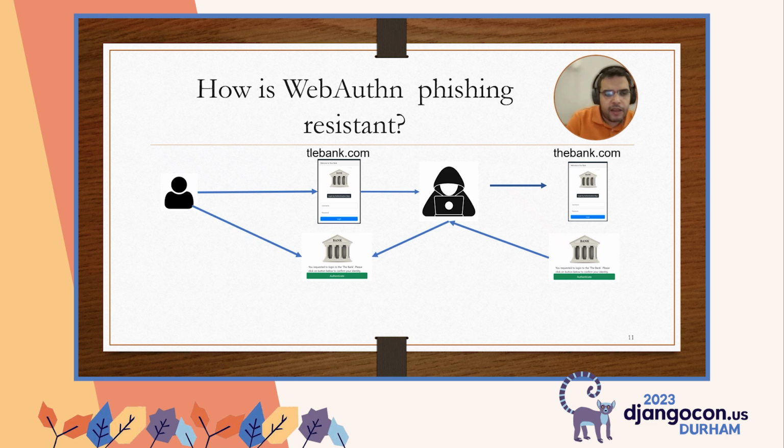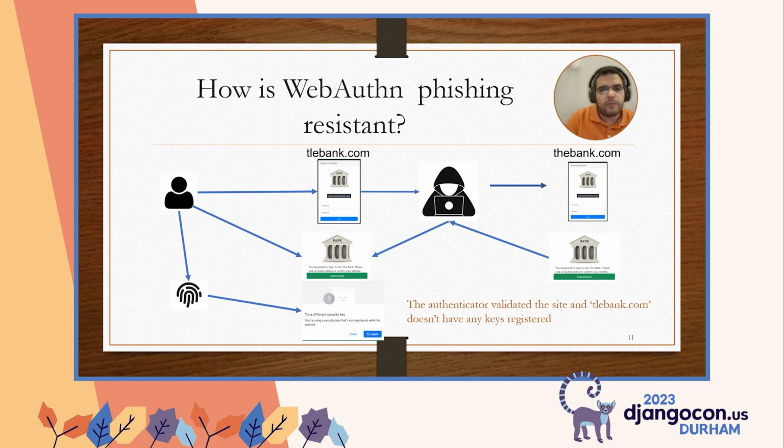Now, the user will click authorize, then the user will put his fingerprint or other verification method, but now the authenticator will stop him because the current authenticator doesn't have any credential for the phishing site. This will stop the whole attack and the attacker fails to gain access to the user account, since the attacker will never be able to confirm his credentials, as there is no signing from the authenticator for thebank.com.